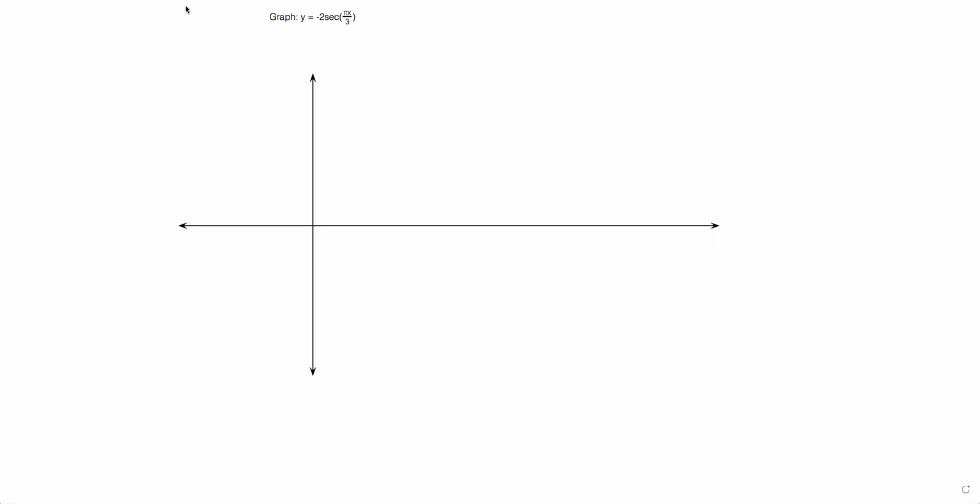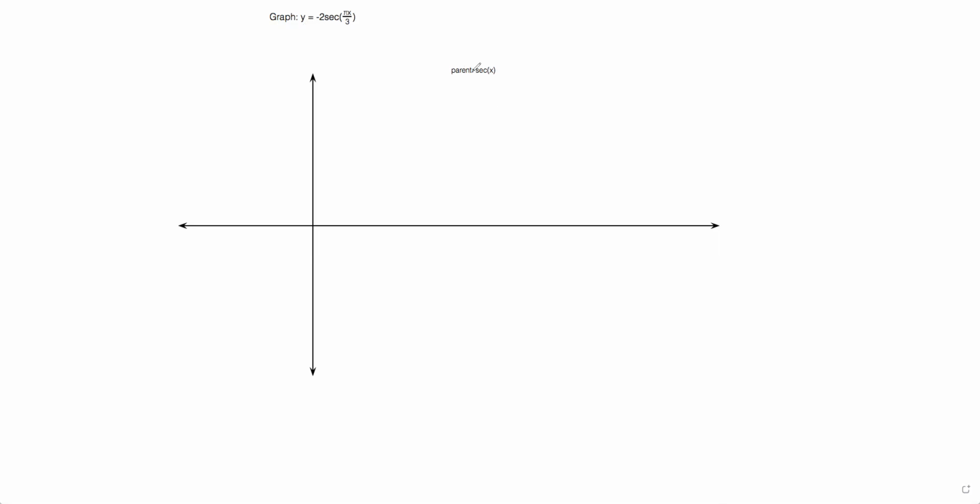So the parent function here would be secant of x. It's always a really good idea to identify the parent function first, because that way it gives us a good idea of what we can expect this thing to look like. So this is the secant function. What I like to do in a problem like this is identify what the parent function looks like when we graph it, and then that'll help us understand what our final result should look like.